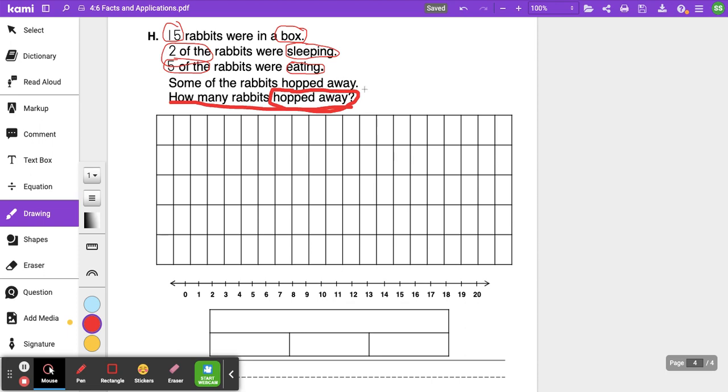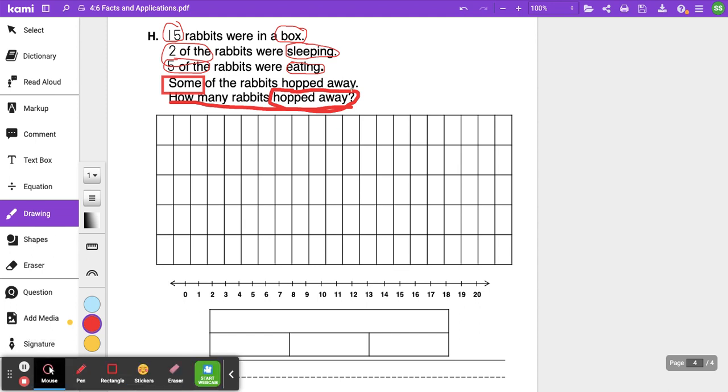Some of the rabbits hopped away. What's important? Ding, ding, ding. You heard it. Some. This is my question box. I don't know what number that is. Some. I'm looking for that.